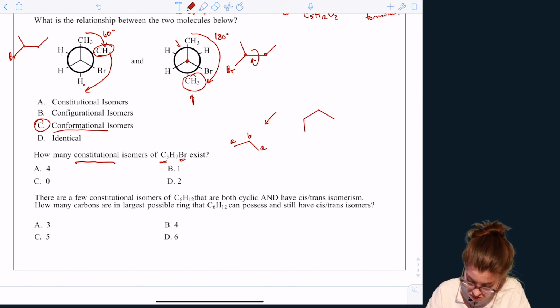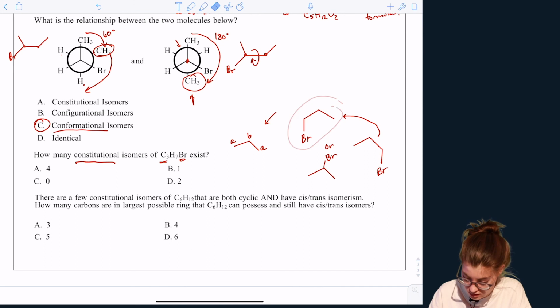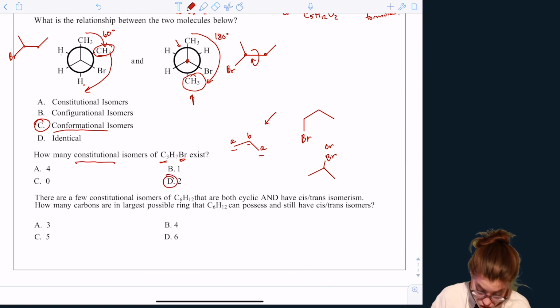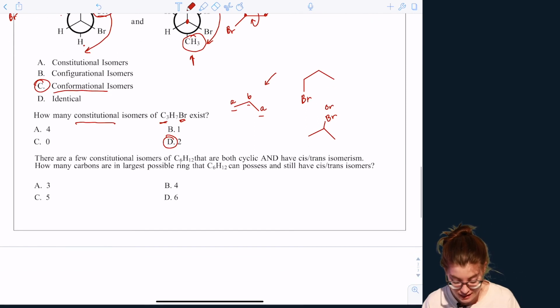So I can have the bromine here, or I can have the bromine here, right? If I try to put the bromine here, what I've done is I've actually just drawn this twice. So you don't want to do that. That's why you want to identify how many unique types of carbons you have. In this case, we only had 2 unique types of carbons, A and B. So the answer for this is 2. All right, we are on our last question here.